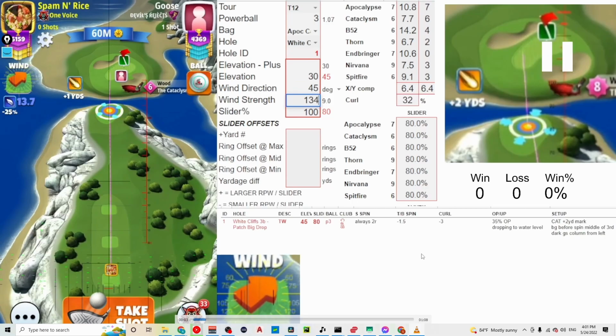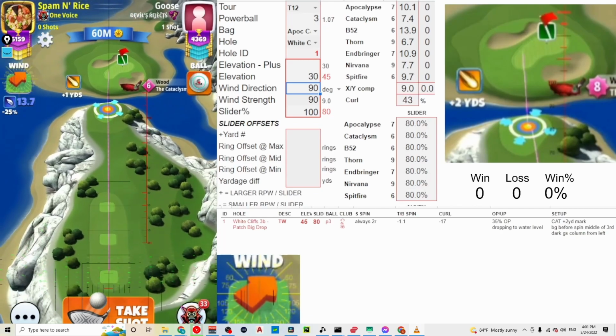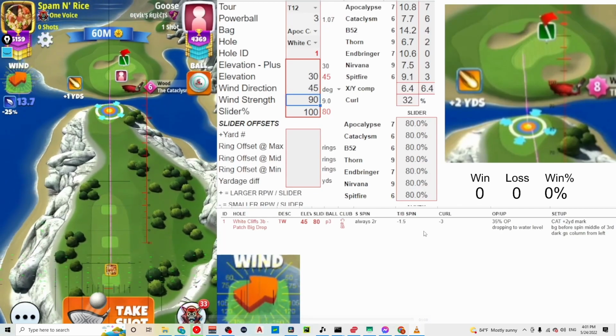And then you can see, as I enter it, S13 is reading it. Let's see. Okay. 137, so minus 2.1 and 20. So it's automatically updating the top spin and the backspin for me.